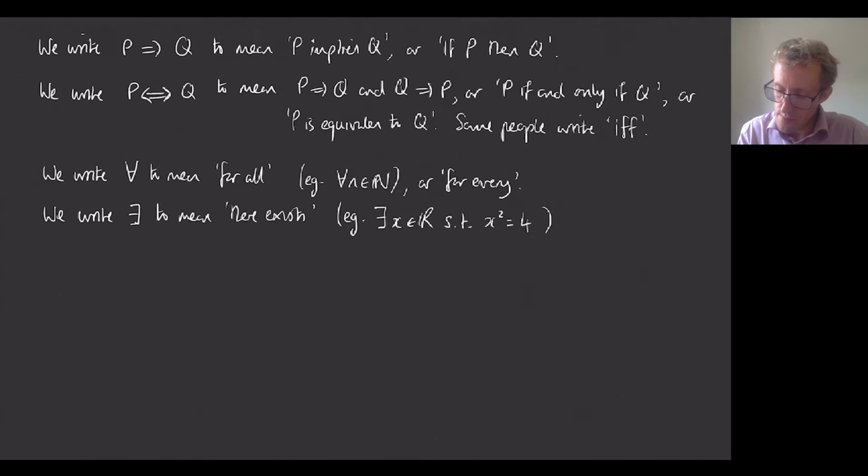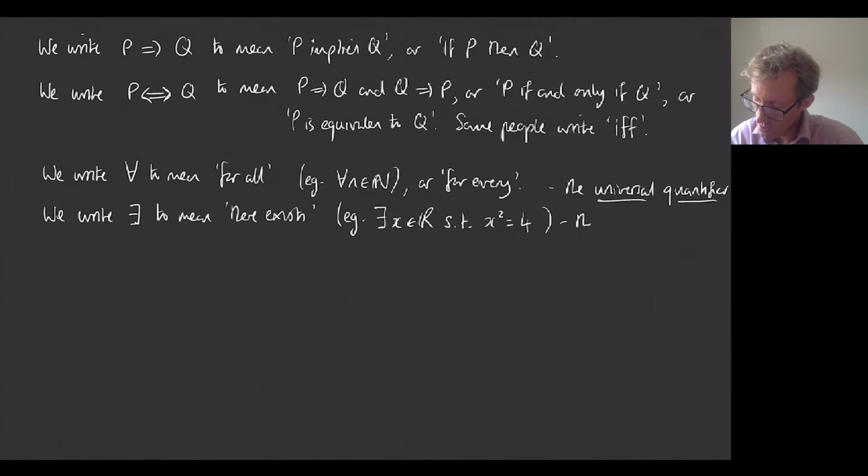Okay, so this statement, the for all symbol, is called the universal quantifier. I just want to make a note of this. This one is the universal quantifier. It's saying that something is true for all objects in some set. And this one is called the existential quantifier. It's saying that there exists something.